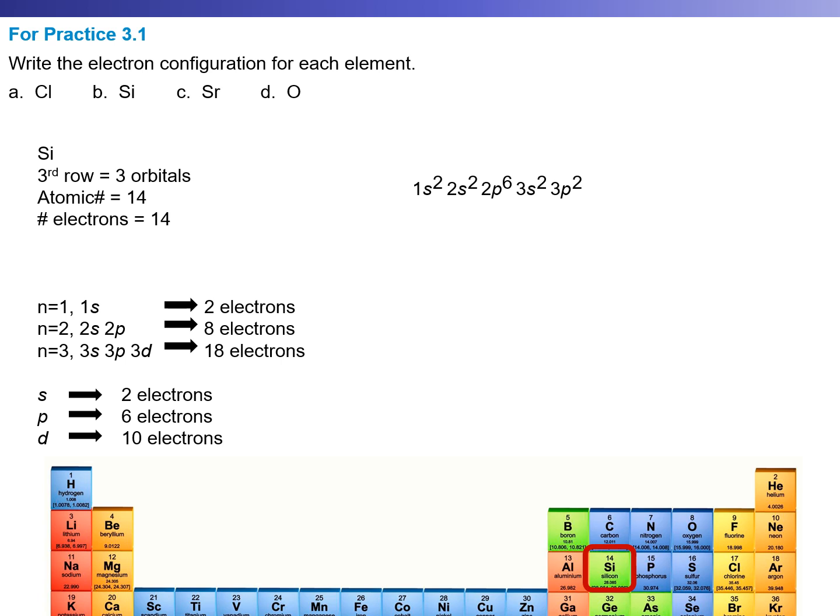And as we saw with chlorine, we could come here to neon, and we know that neon is represented by all of this, so we could just replace all of this with the neon symbol in brackets, and then bring down our 3s2 and our 3p2, and we've got a second way to write silicon. Let's take a look at another one.